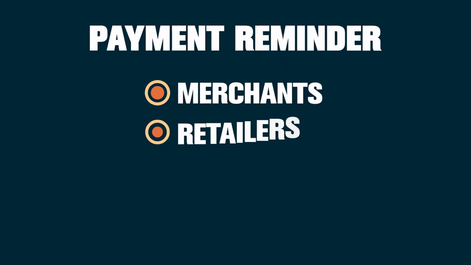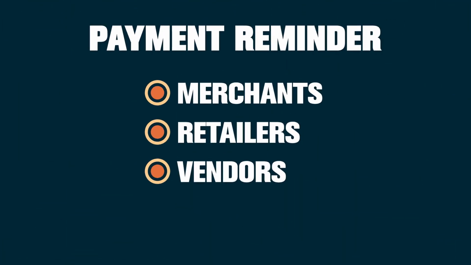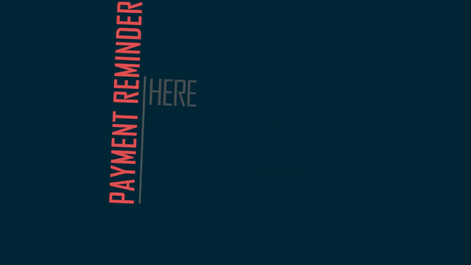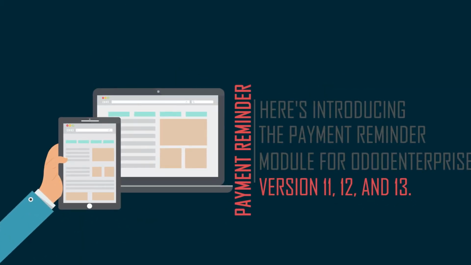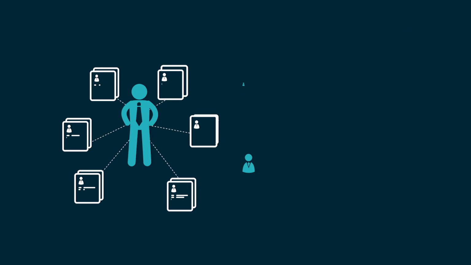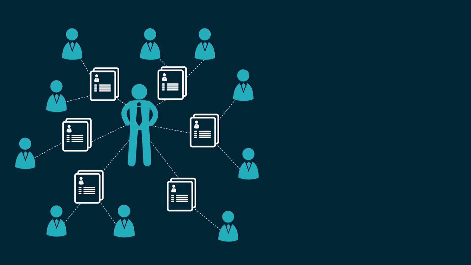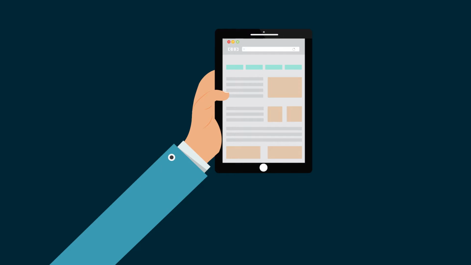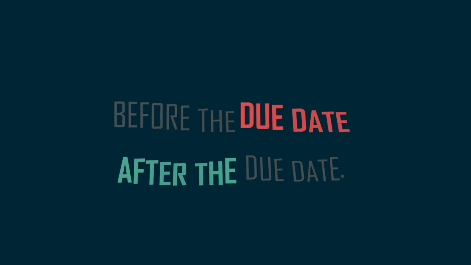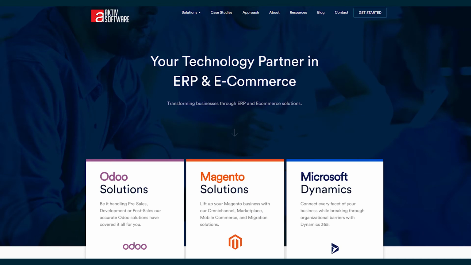But for merchants, retailers, vendors, cash flow is inevitable. Here is introducing the payment reminder module for Odoo Enterprise version 11, 12, 13. With this payment reminders module, users can set intervals to send reminder emails for pending invoice bills. There are two main intervals available, when the users can schedule the mail reminders, before the due date and after the due date. Now let's move forward to the demo.